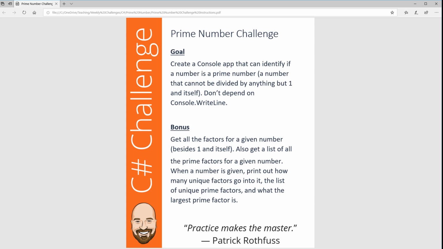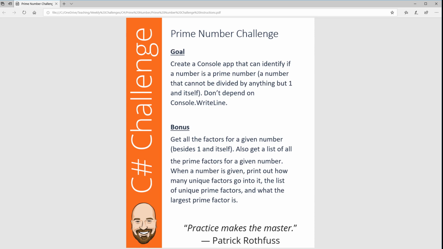Now, there's a bonus to this. The bonus is I want you to get all the factors for a given number besides one and itself. Now, a factor is anything that divides into that number. So, for example, if you had a number like 6, the factors would be 2 and 3, because 6 divided by 2 is 3, and 6 divided by 3 is 2. So those are the two factors in 6.